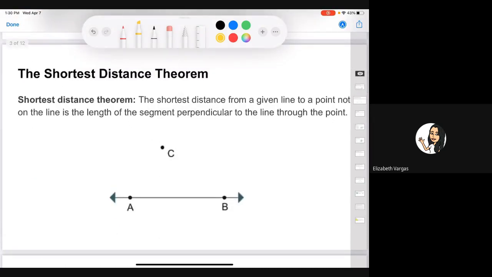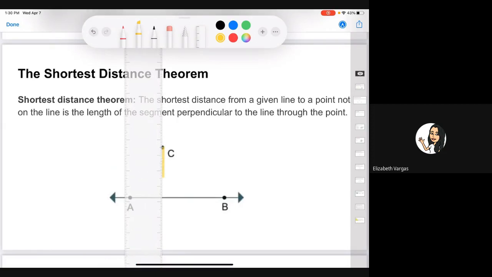So we're going to look at our first theorem for today, the shortest distance theorem. This basically states that the shortest distance from a given line to a point not on that line is the length of the segment perpendicular to the line through that point. So if I wanted to find the shortest distance between this line AB and this point C, the shortest distance would be a segment which runs perpendicular to my line AB.